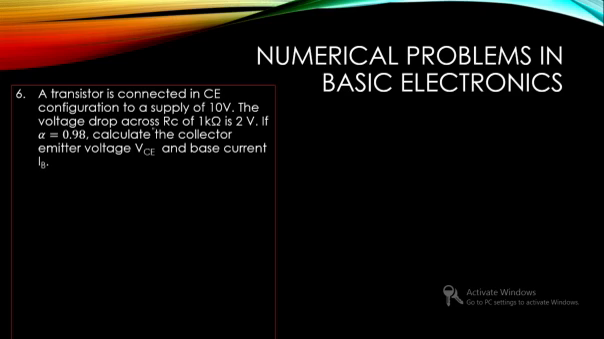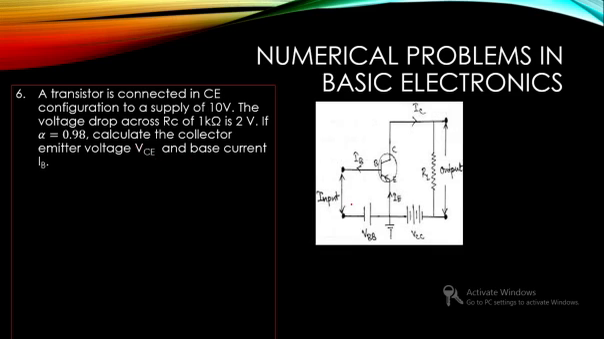So let us check that. A transistor is connected in common emitter configuration to a supply of 10 volt. The voltage drop across RL or RC of 1 kilo ohm is 2 volt. If alpha is equal to 0.98, calculate the collector emitter voltage VCE and base current IB.